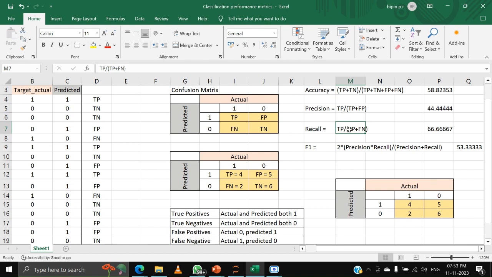Actually, it should be there. How many total positives are there? Out of the total positives, how many are actually classified as positives? I think you got my point.